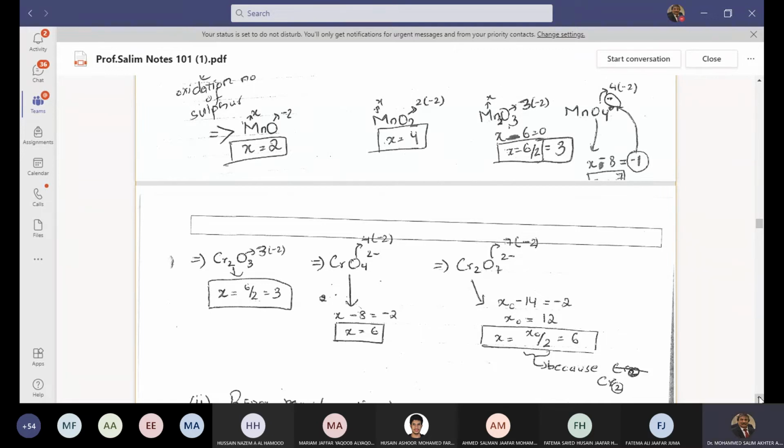When you don't know the oxidation number for manganese, what will you write? You will write down X. Right? Check. Are you getting the same answer as you have here, here, and here? Please check. I'm waiting for your answer.